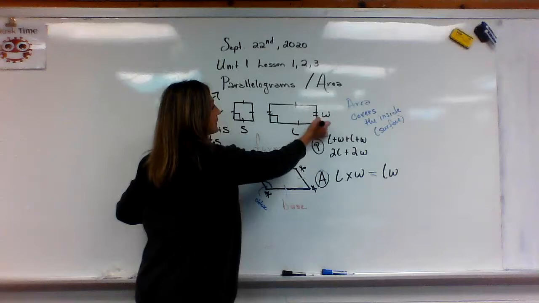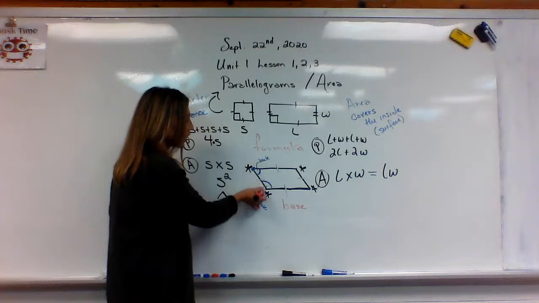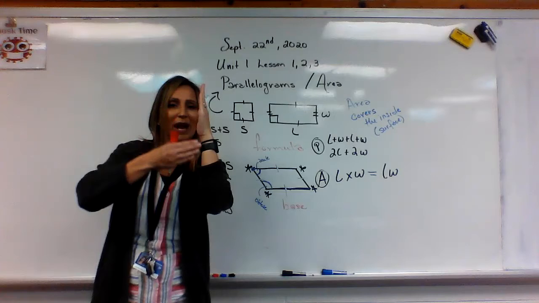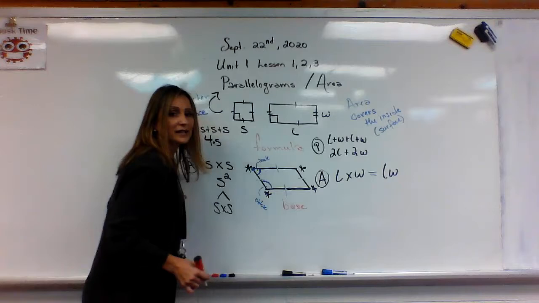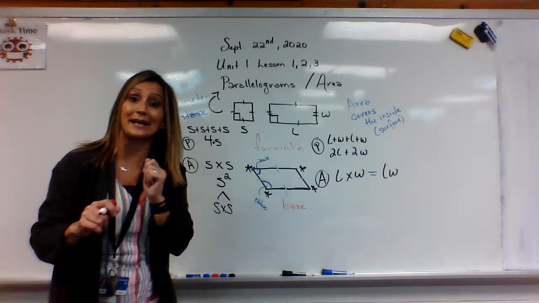Well, we see no widths here. Why? Because it's all tilted and it's all angled. For me to find the width, I have to have a nice straight line with a 90 degree angle. Well, Mrs. Parsons, you already said there's no 90 degree angles. But I wonder if we can do something to this parallelogram that will make a 90 degree angle.